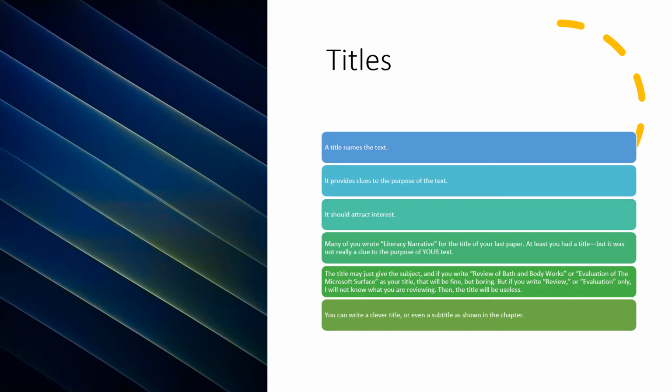It did tell us what your paper would be, but it didn't really clue us into the purpose of your text. So if you choose to write a simple title for this coming paper that you'll be working on, you still need to be specific enough. So if you write evaluation of the Microsoft Surface or review of Bath and Body Works, that will be fine. It'll be boring, but it's acceptable because it's specific. If you just write the word review or evaluation, though, for your title, then I won't know what you're reviewing, and then the title will be useless.